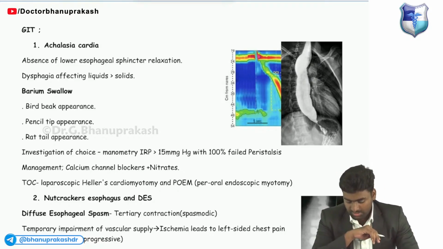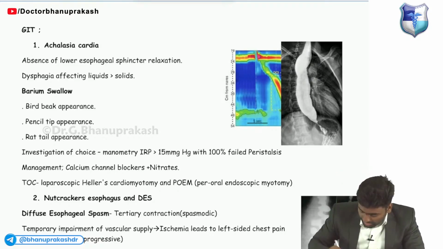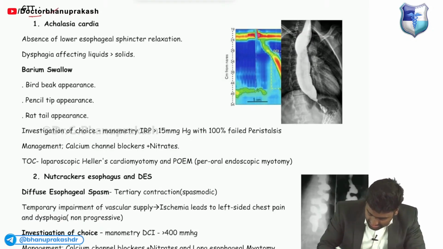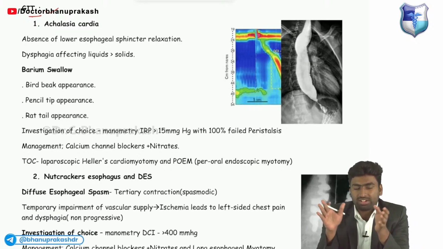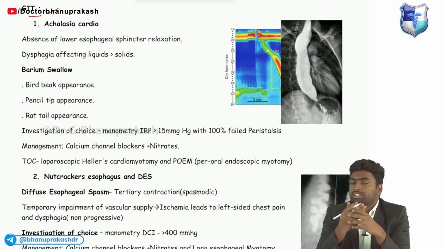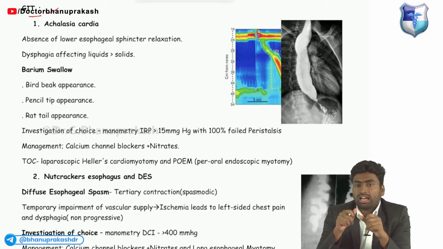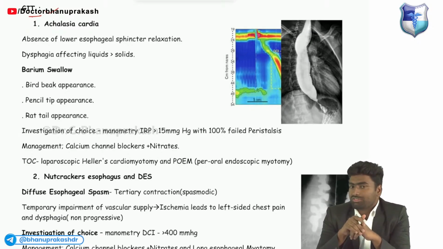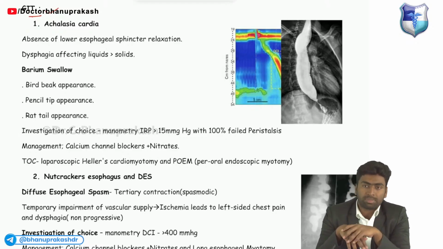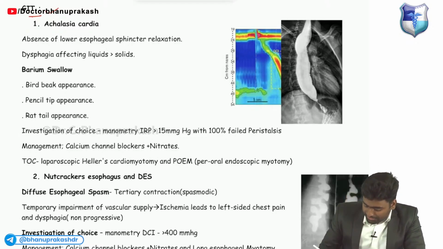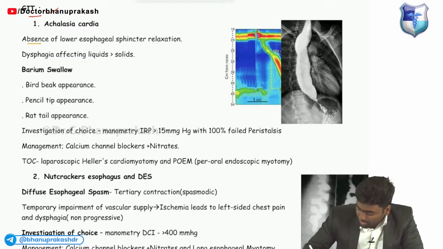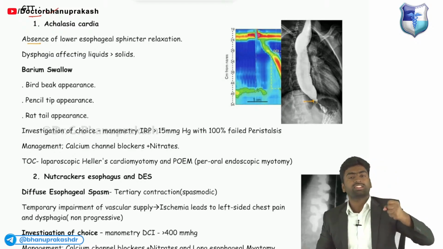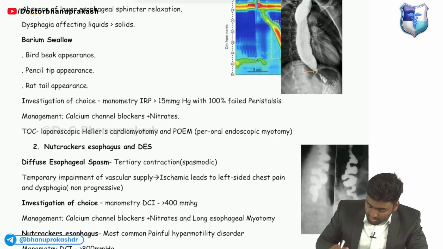The first one is achalasia cardia. Achalasia cardia is actually due to the absence of relaxation. We studied in physiology that VIP causes relaxation. Nitric oxide and vasoactive intestinal peptide both cause relaxation of the sphincters. Whereas in achalasia cardia, the lower sphincter is not relaxed. Because of this there will be constriction at the level of the lower esophageal sphincter, leading to dysphagia.